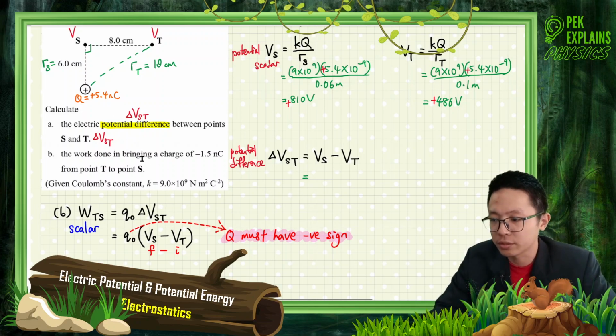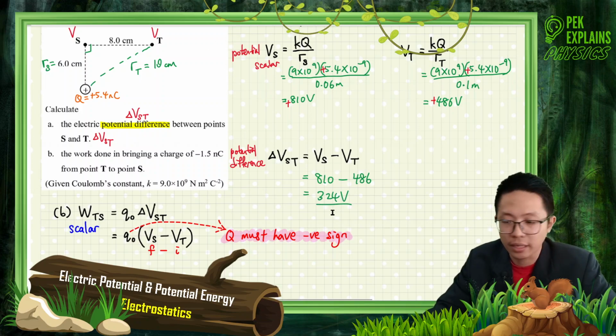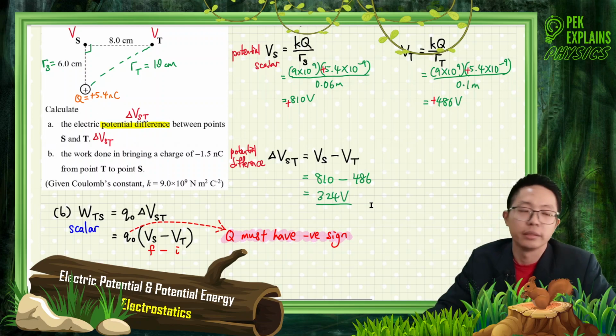So delta VST is VS minus VT. Take the difference. Let's minus out and see what the value is. VS is 810 volt, and then minus out the VT, which is 486 volt. So in the end, what do you get? I got 324 volt. That's the difference in potential between the two points S and T.